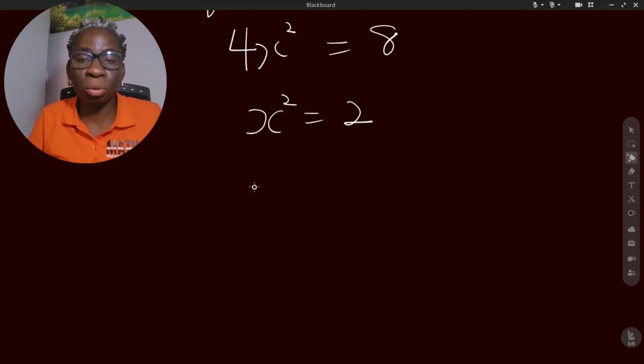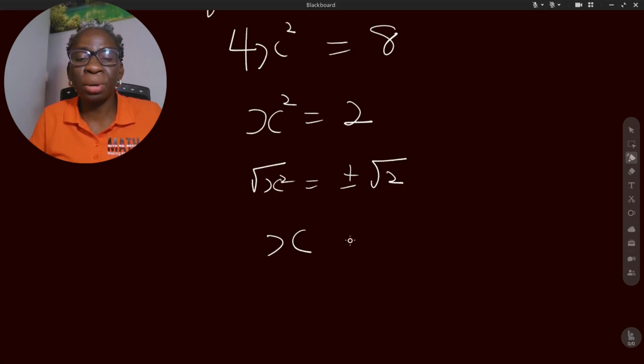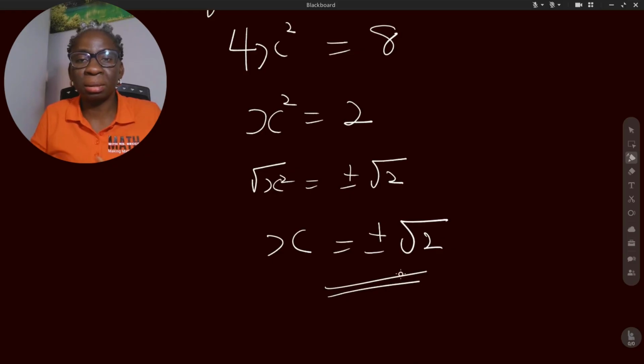So we will find the square root of both sides. So this will give the square root of x squared to be equal to the plus or minus the square root of 2. So x now will be equal to plus or minus root 2, and that's it.